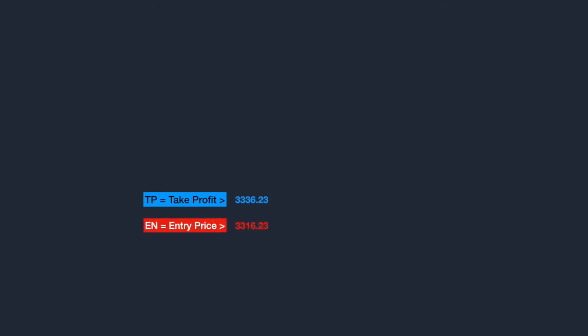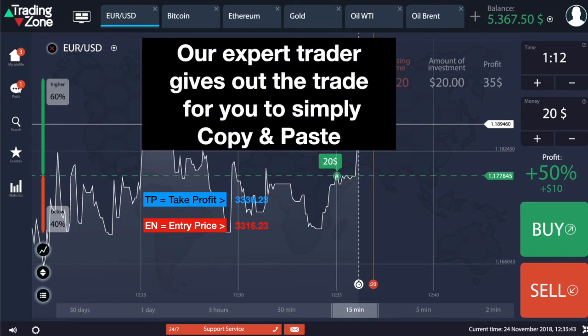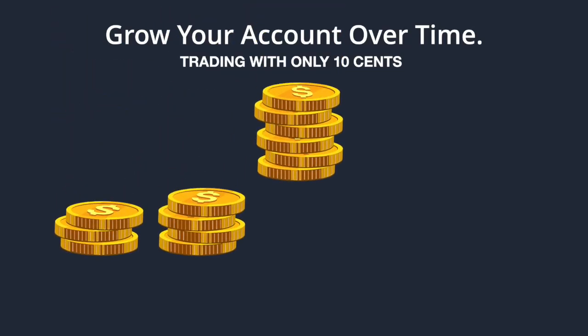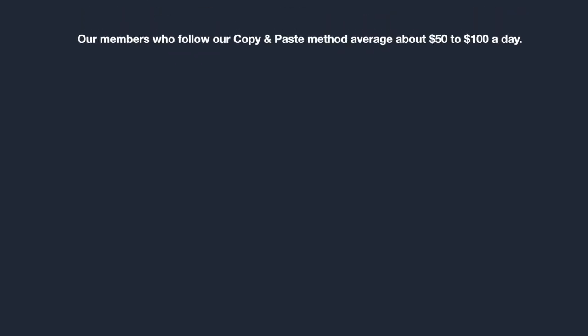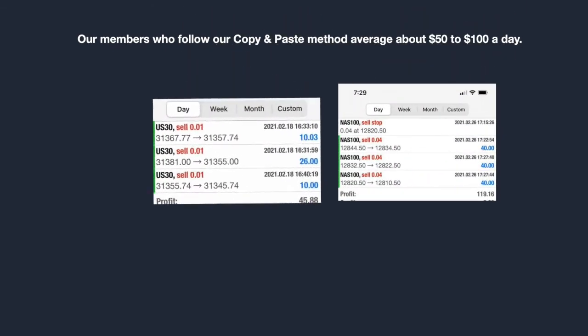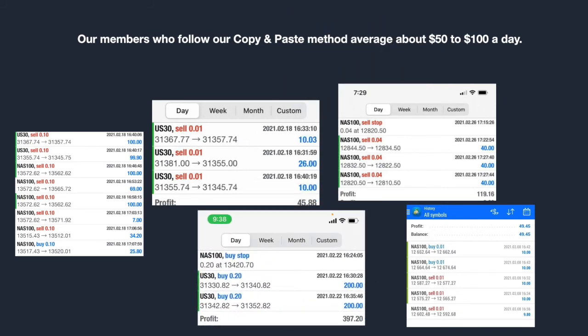Our trader does all of the research, comes up with the entry price and the take profit price, and he sends those numbers to you. You copy and paste them into your application, and boom, you make money. It's very simple. I mean, we have advanced training to show you how you can grow your account over time with just trading 10 cents. We show you how to copy and paste trades into your application from day one. And literally, we have people who are making money who have never done this before whatsoever, and they're making money on day one. This is the wild part.